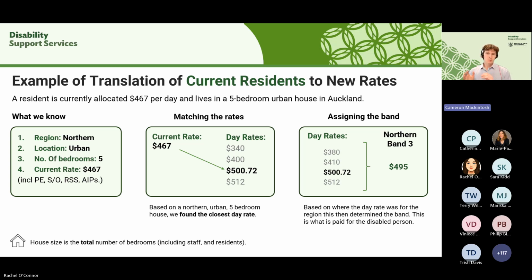When assigning the band, we then looked at that assigned day rate because $572 ultimately fit in the range for Northern Band 3. The final rate that we pay for that person is $495. This is where that overs and unders comes into play, where you will end up with some people's day rates maybe a little bit below that band or a little bit above, but ultimately it middles out at the rate we pay for that band. One of the things that came up, a lot of providers have talked about, is the house size.